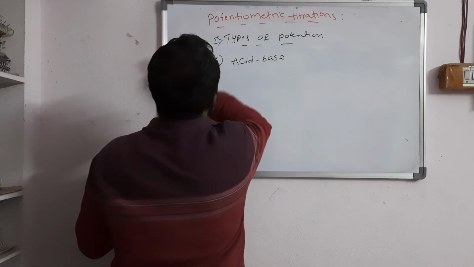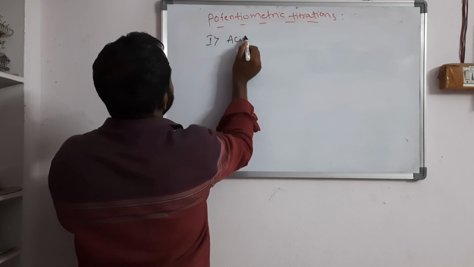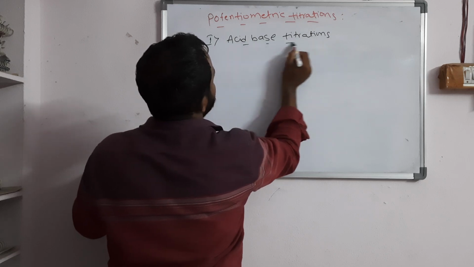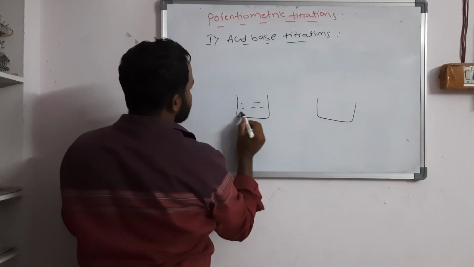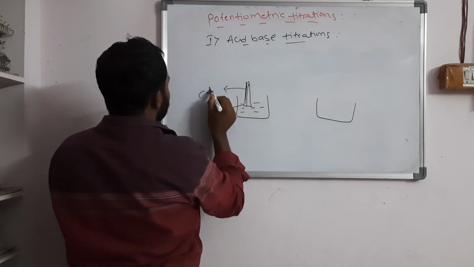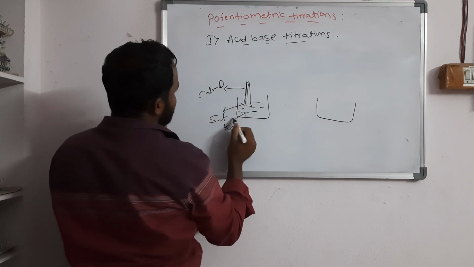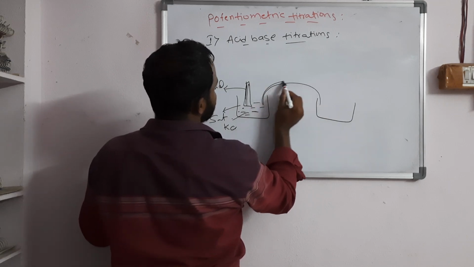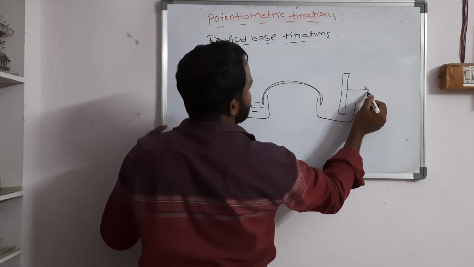First, we are going to discuss acid-base titrations. You should know the diagram for this. This is one beaker, this is another beaker. In this beaker, I am going to use the reference electrode, that is the Calomel electrode, with saturated KCl solution. Next, both are connected with a salt bridge. In the other beaker I am going to use a platinum electrode.